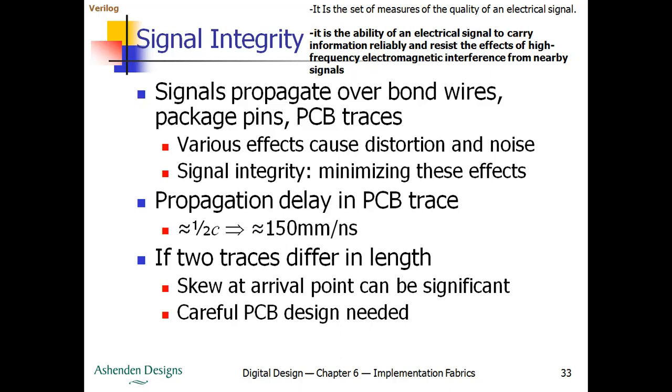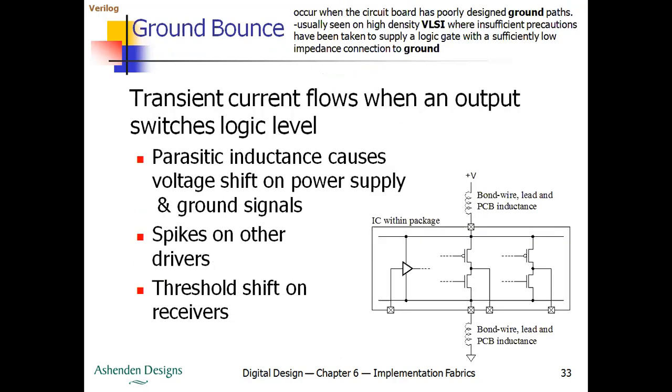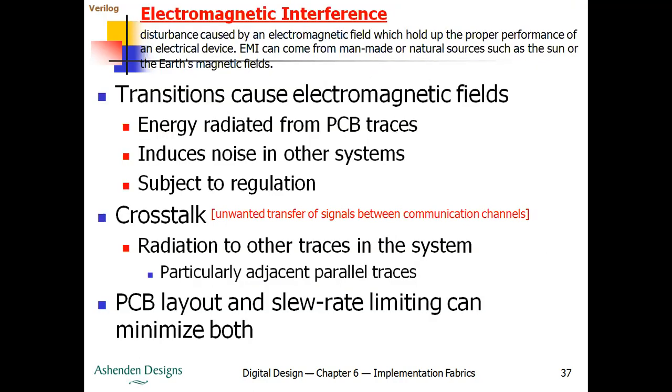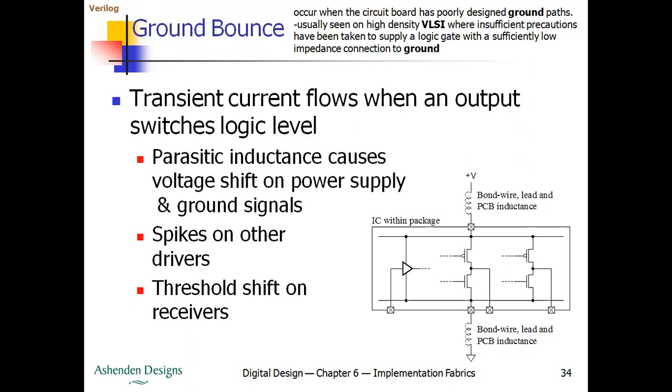So when we talk about signal integrity, we basically encounter two problems. One we call ground bounce, and the second one is EMI, electromagnetic interference. So first, let me see the definition of ground bounce. When we have a transient current flow, the output will be switching levels, when the output switches from low to high, or high to low, or from 0 to 1 or 1 to 0.